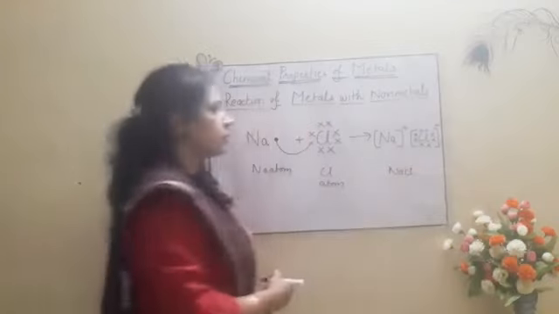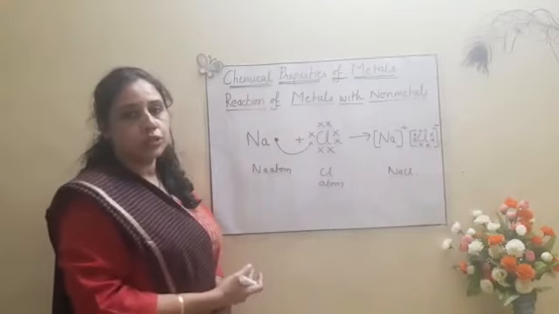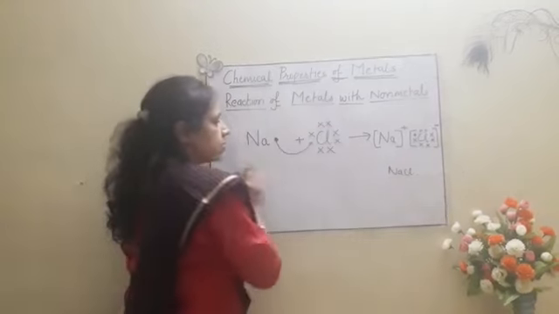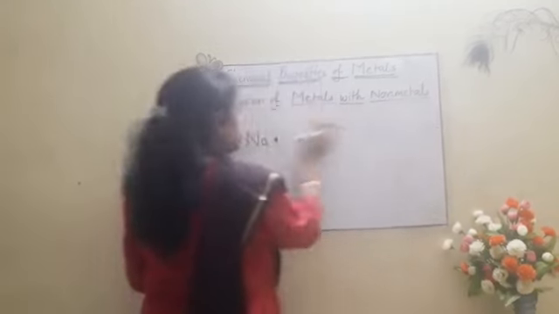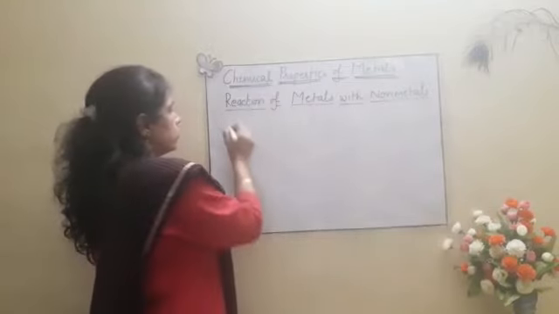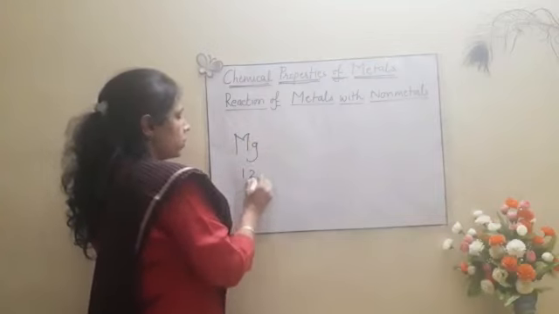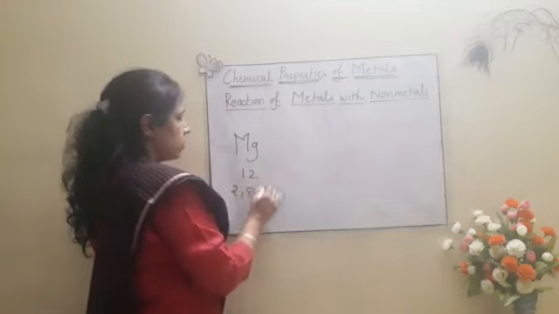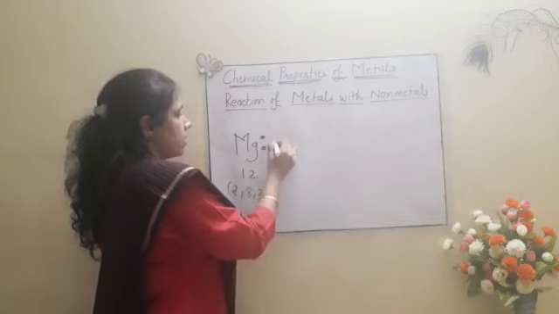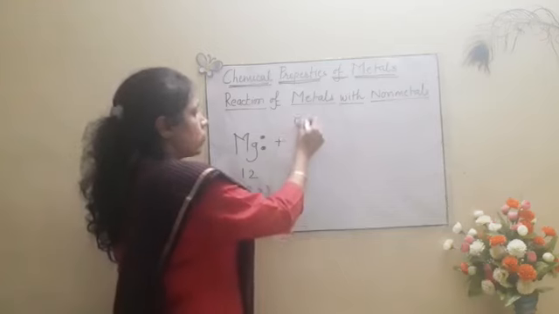molecule. Right? Same way we can write the electron dot structure of magnesium chloride and its formation. So let us discuss that. Magnesium chloride has formula MgCl2. So first of all, we will draw the electron dot structure of magnesium. Its atomic number is 12, so configuration is 2, 8, 2. It has 2 electrons in the outermost shell. Now MgCl2 means 2 atoms of chlorine are involved to form one molecule.